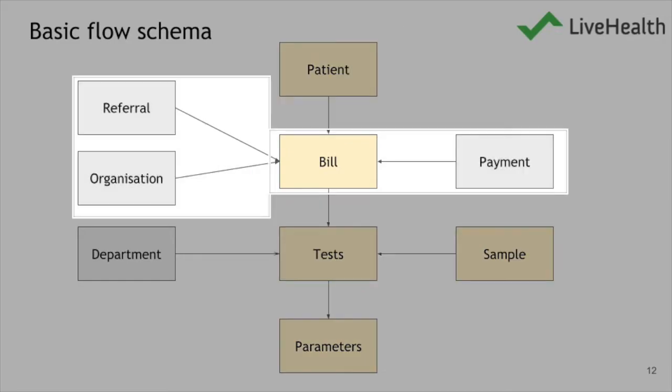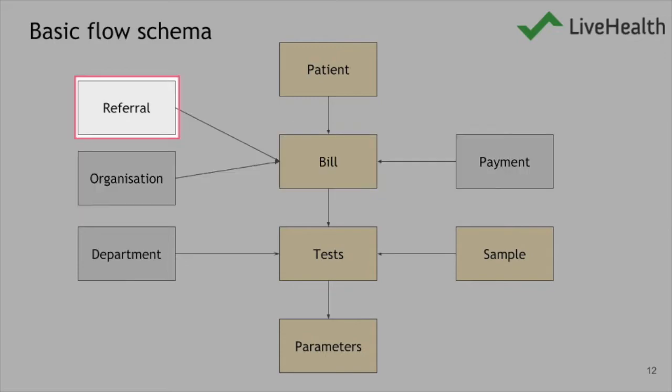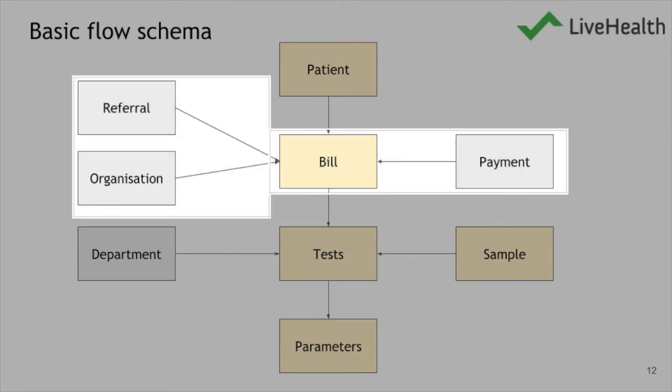Then there are certain other entities, the referral and organization. The referral is the prescribing doctor who prescribes the test. An organization is the sample source, or where the sample is coming from. It can be a hospital, an insurance company, even another lab or a corporate. All of those are examples of organizations. Both these pieces of information, the referral and the organization, are stored in the bill.